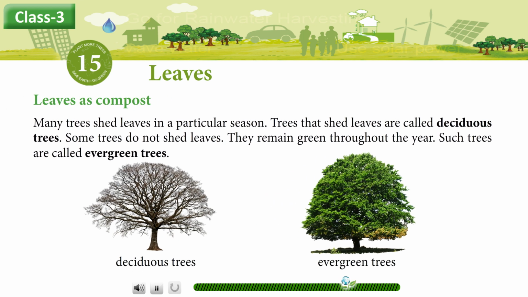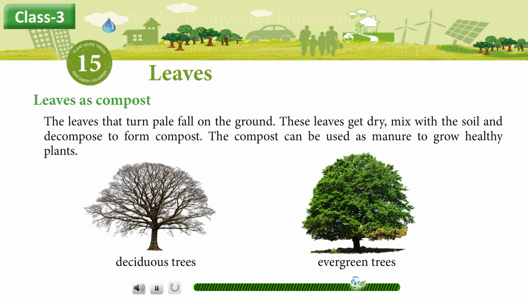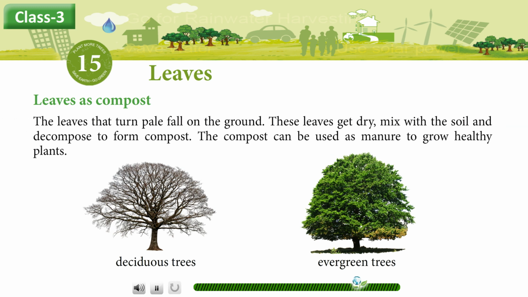Leaves as compost. Many trees shed leaves in a particular season. Trees that shed leaves are called deciduous trees. Some trees do not shed leaves. They remain green throughout the year. Such trees are called evergreen trees. The leaves that turn pale fall on the ground. These leaves get dry, mix with the soil and decompose to form compost. The compost can be used as manure to grow healthy plants.